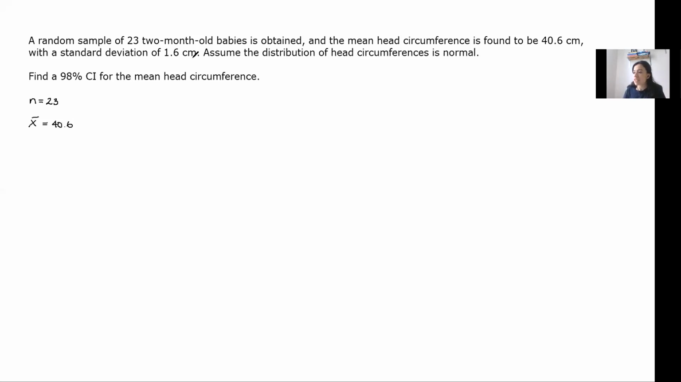Then the standard deviation that I find here is 1.6. So 1.6 is the standard deviation of the head circumferences that we found for the 23 babies, right? So that means this is the sample standard deviation. So S is going to be equal to 1.6. And so we have that the sample size is 23, the standard deviation is 1.6, and the mean is 40.6.